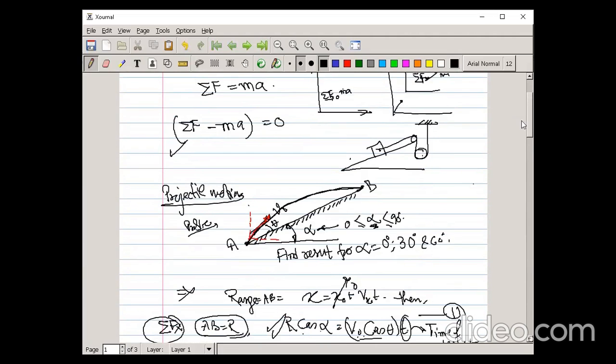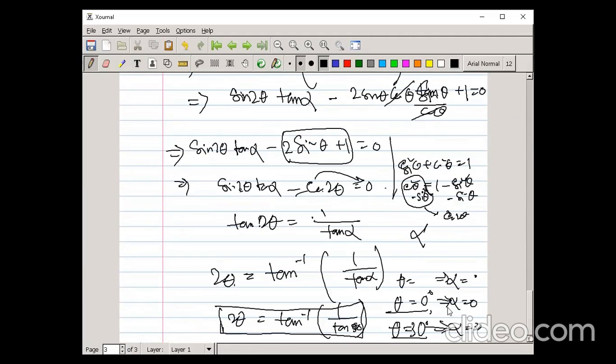How much do they ask? 0, 30, 60. Okay, so this is 0 degree, 30 degree, and 60 degree. For alpha 60 degree, let's solve: 1 divided by tan alpha, then tan inverse of the answer. Okay, this is 15 degree. You solve it yourself, you can understand. Just put this value: 2 theta is equal to tan inverse of 1 by tan alpha. And instead of alpha, put this value, and you will get the result.